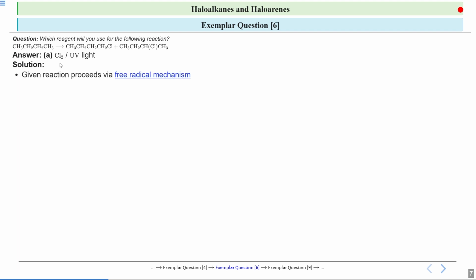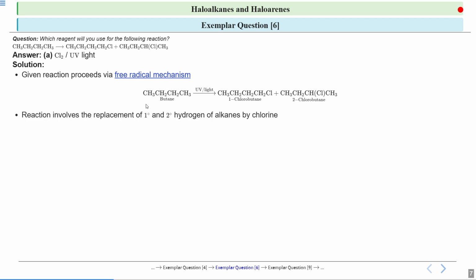So we have this given reaction of butane giving us 1-chlorobutane and 2-chlorobutane. This reaction proceeds via a free radical mechanism. Butane reacts with the chlorine molecule in the presence of UV light to give 1-chlorobutane and 2-chlorobutane. That means chlorine attaches to the very first carbon in one compound, and to the second carbon in the other. This reaction involves the replacement of primary and secondary hydrogen of alkanes by the chlorine atom.